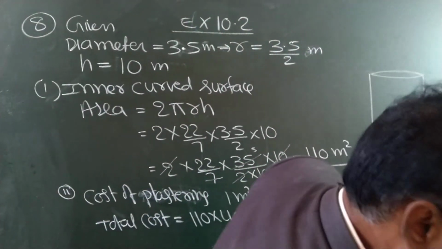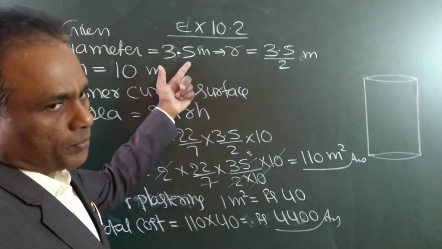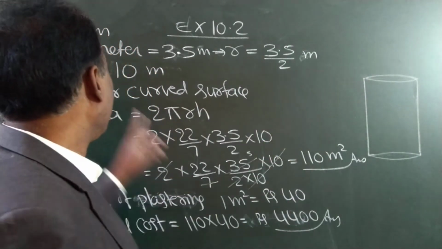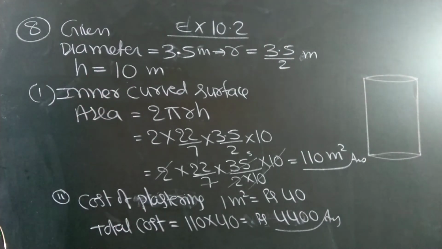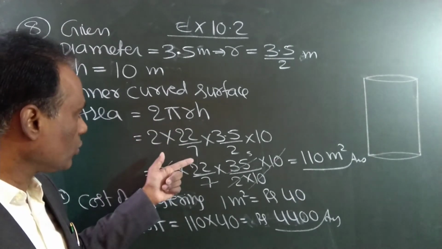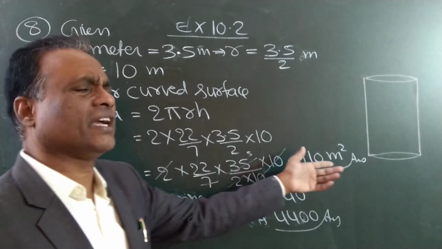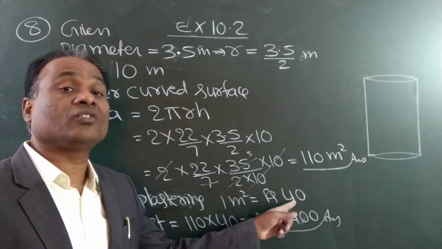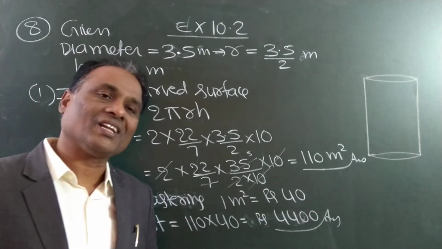See, there is a well which is in the shape of a cylinder. Diameter is 3.5, radius will be half of this, 3.5 by 2 meters. Height is 10, depth is given, depth or height both are same. And inner curved surface area formula 2 pi RH, 2 into 22 by 7 into 3.5 by 2 into 10. You know how to simplify, and finally answer is 110. You do it. 1 square meter plastering cost 40 rupees. So for this, what is the cost? 110 into 40. That's all.